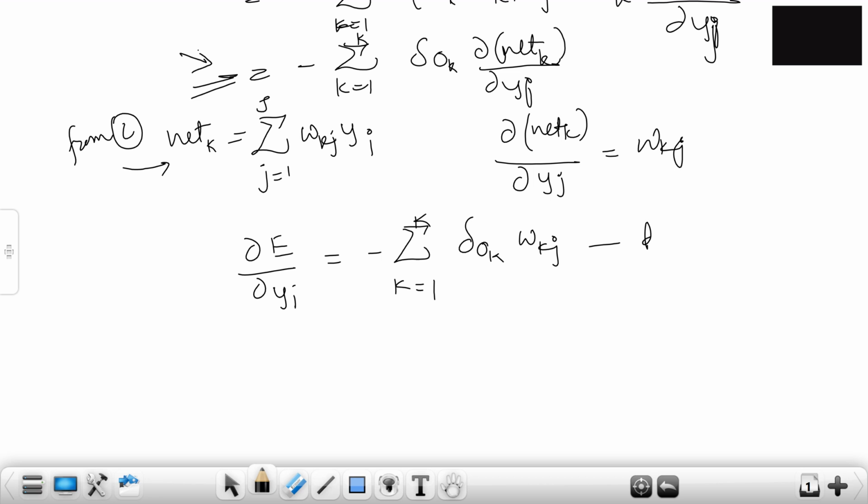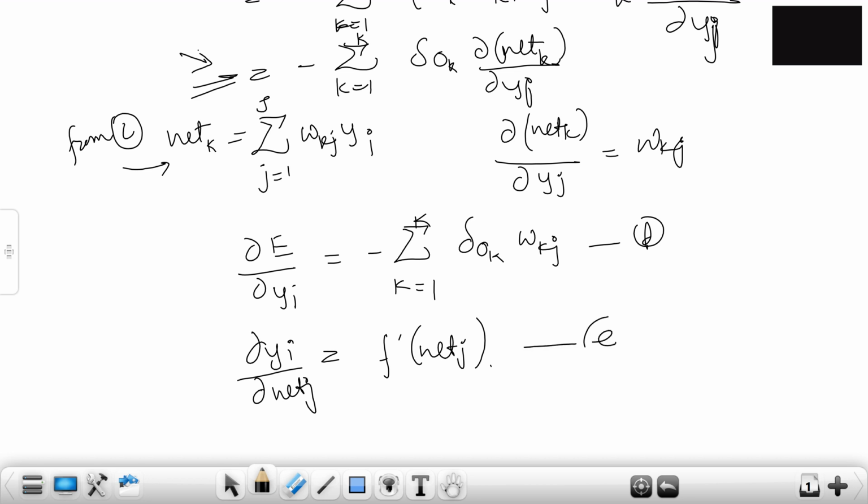So now write this as D, or E. And then we can also write this as f dash of net j, what is that? Delta yj upon, so dou yj upon dou net j. This is what we already know. Let's say this is E. Fine.